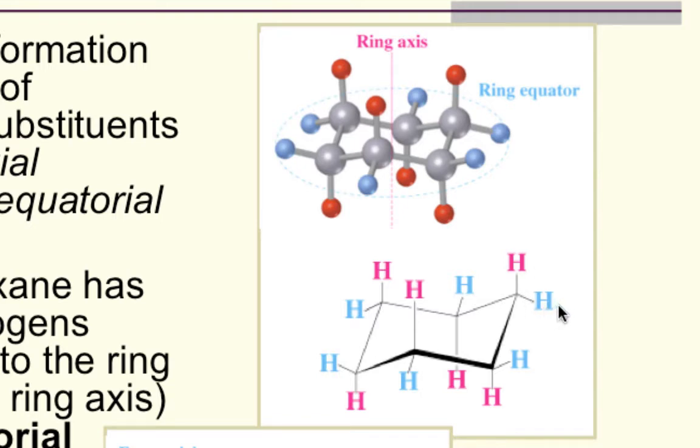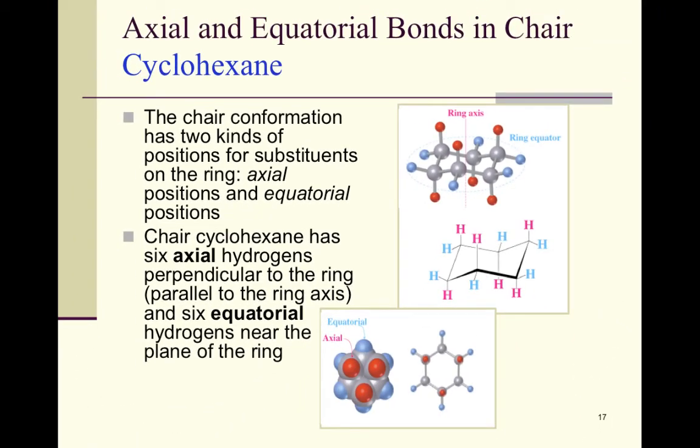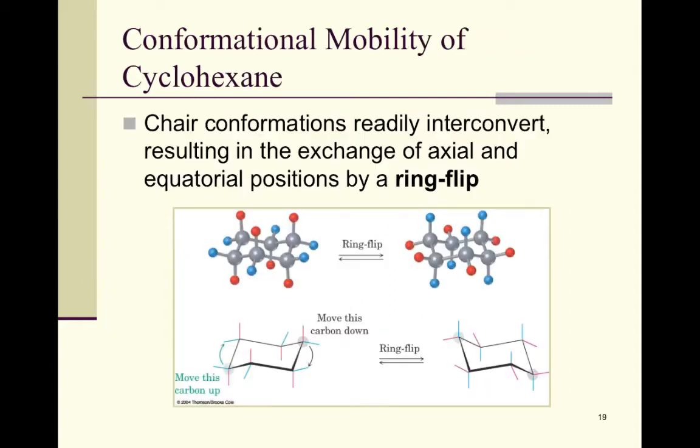And I'm going to be asking you to clearly label them. For axial hydrogens, put A in parentheses either next to the hydrogen or the bond itself. For equatorial, put E in parentheses, again next to the hydrogen or the bond itself. On the next slide, I'll give you more tips on drawing in those axial and equatorial hydrogens. Axial bonds are parallel, up and down, but they also alternate. Equatorial, there are 6 equatorial bonds, 1 on each carbon.